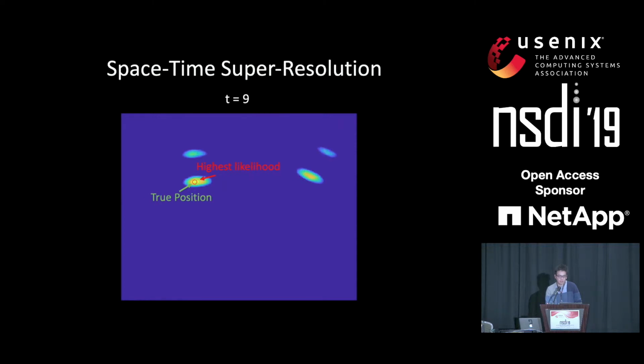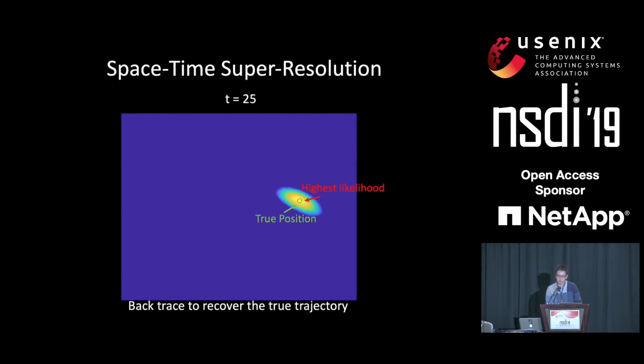And then after this, you will see that as the tag moves along its trajectory, we'll be able to get more and more confidence in the right positions. And when the motion ends, we'll be able to backtrace and recover the whole trajectory. Shown here, the red color is the estimated trajectory, and the green color is the true trajectory. As you can see, the two trajectories almost overlap because we have a very high level of accuracy. So I just showed you how space-time super-resolution works in an example.